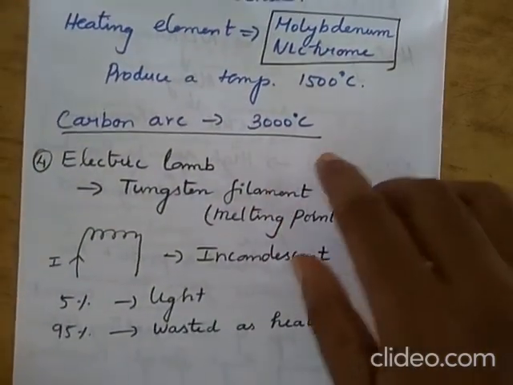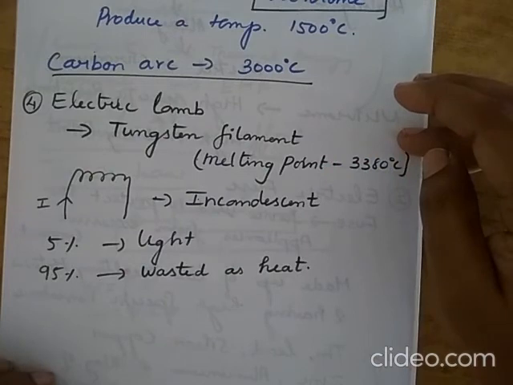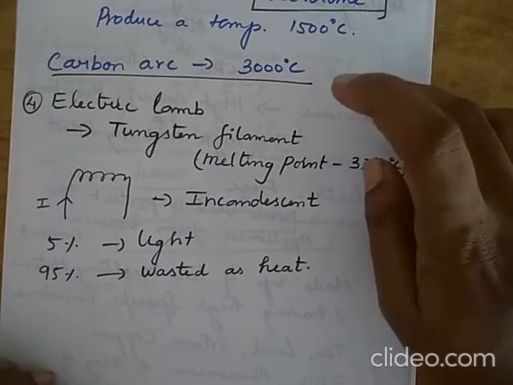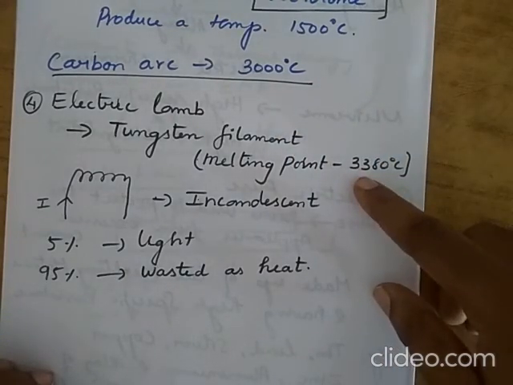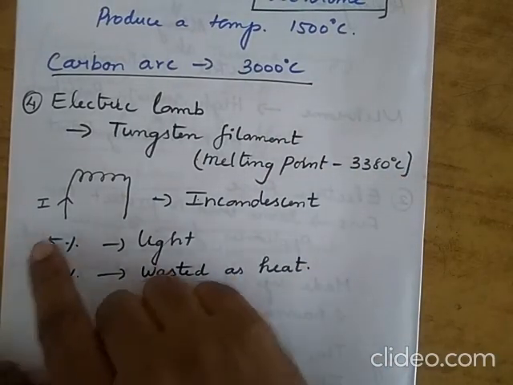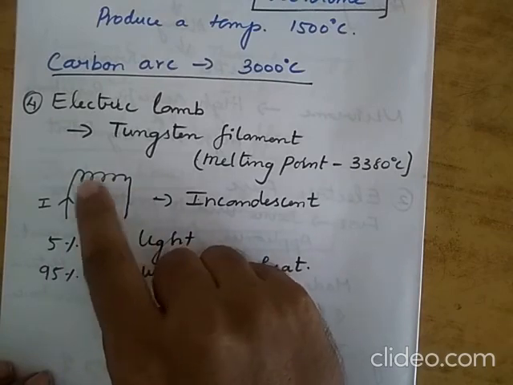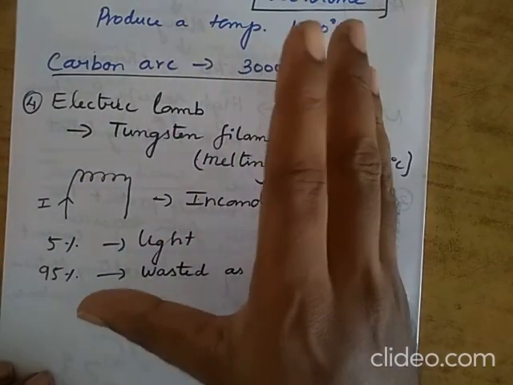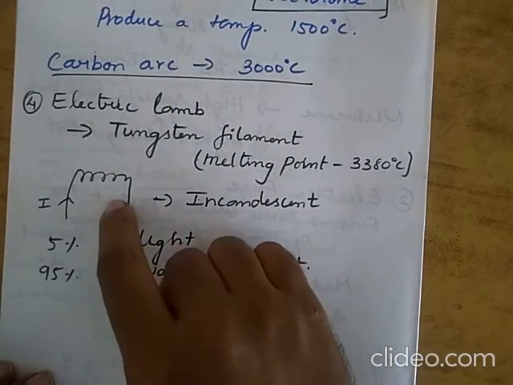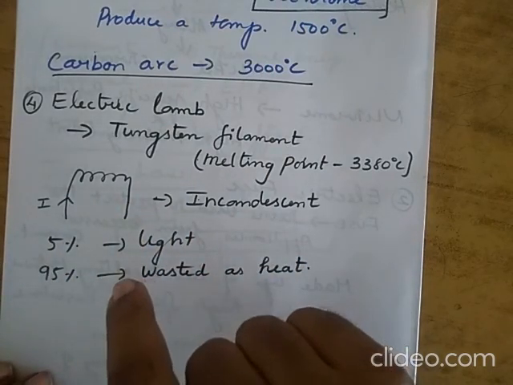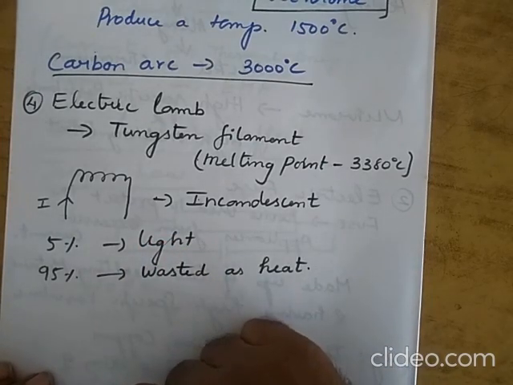Then our next application is the electric lamp. The electric lamp consists of a tungsten filament, which has a high melting point of approximately 3380 degrees Celsius. If the current I passes through the tungsten filament, first of all it produces heat, then as the heat increases, it emits light, which is known as incandescence. In an electric lamp only 5% of electric energy is converted into light energy and the remaining 95% is wasted in the form of heat.